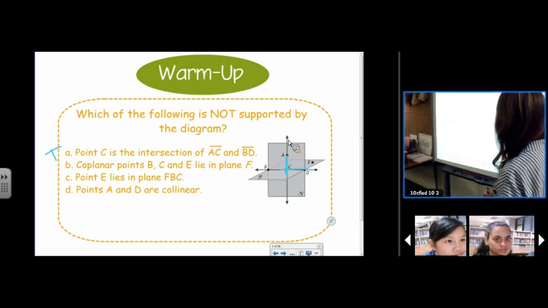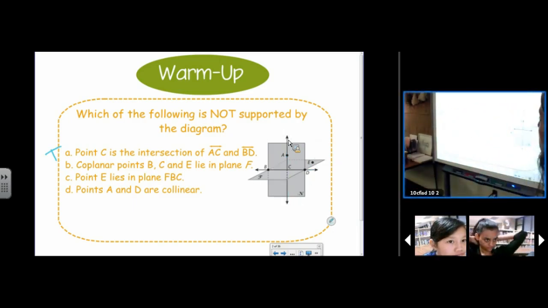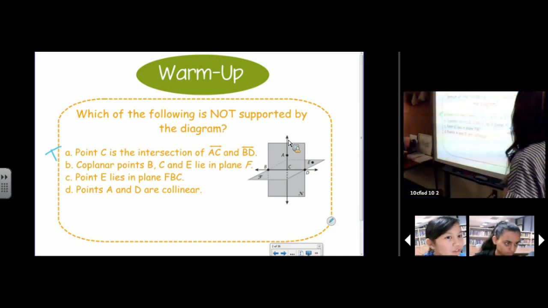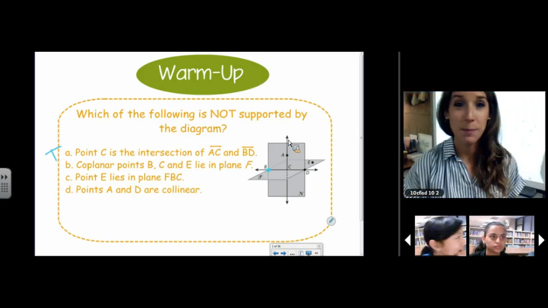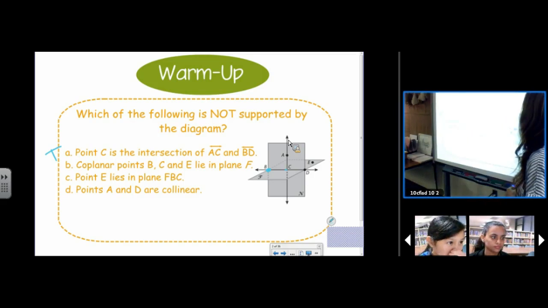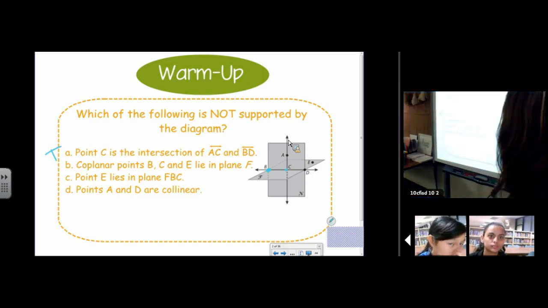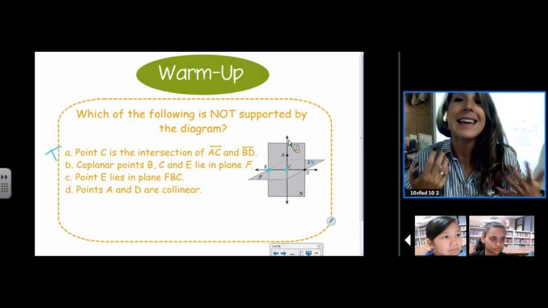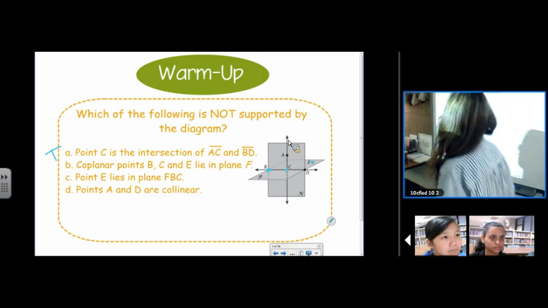Alrighty, let's look at B. Coplanar points B, C, and E lie in plane F. Let's check them one at a time. Is B in plane F? Check. Is C in plane F? We're looking good. And is E in plane F? All of those are in plane F, making them coplanar. Therefore, we've got another true.